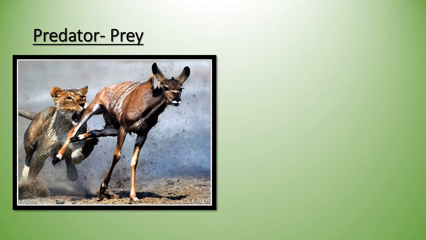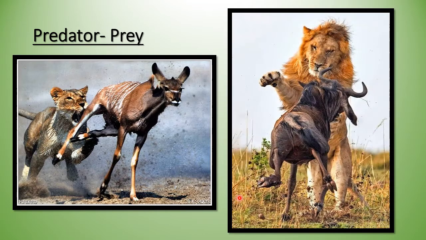There is a predator-prey relationship seen in the grasslands and even in other habitats also. Predator, this is the lioness over here, and there is a deer. Here you can see a lion and the wild cow, a bison also. A predator is the one who hunts for food, and the food is called the prey.